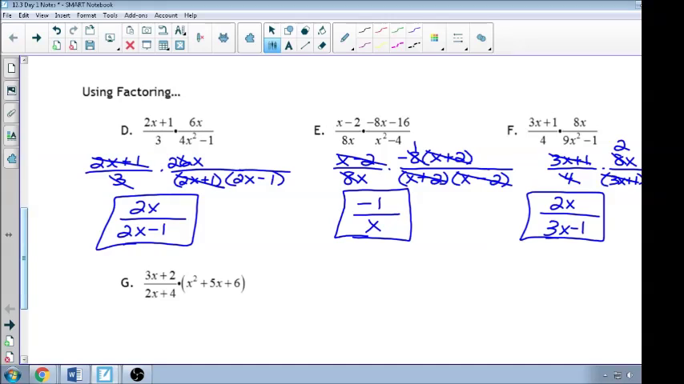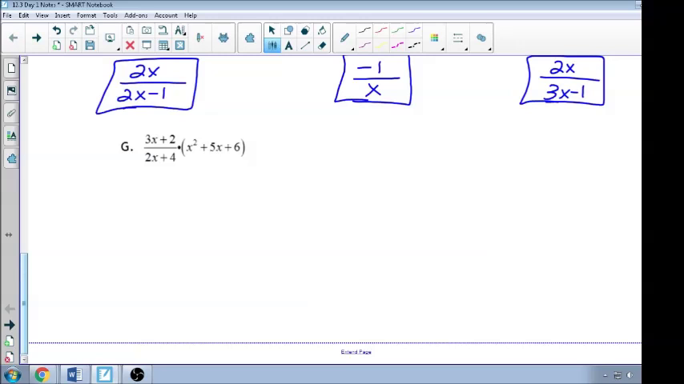All right, on to G. On G, the first thing I want to do is make sure I have two fractions. So I'm going to take this second expression, x squared plus 5x plus 6, and put it over 1. Now I'm going to go ahead and simplify what I can. 3x plus 2 cannot be simplified. There is no greatest common factor between 3 and 2. 2x plus 4 can be. I can take out a 2, leaving me with x plus 2.